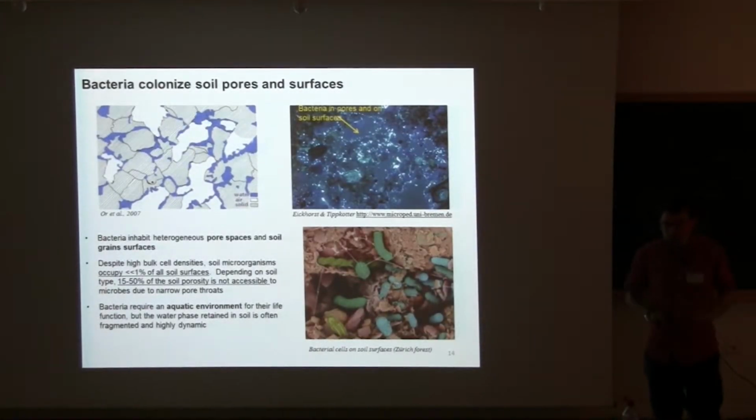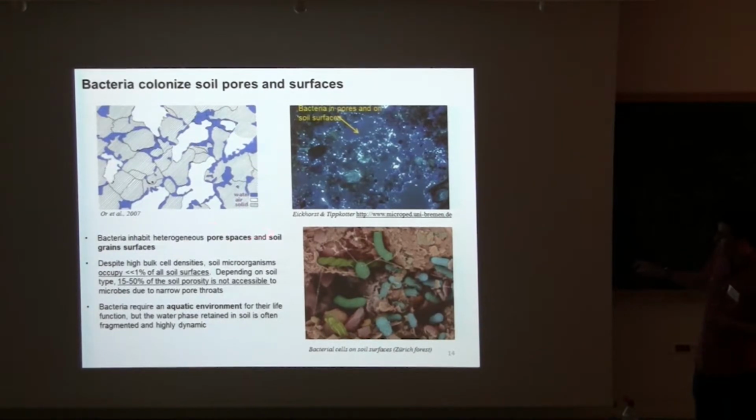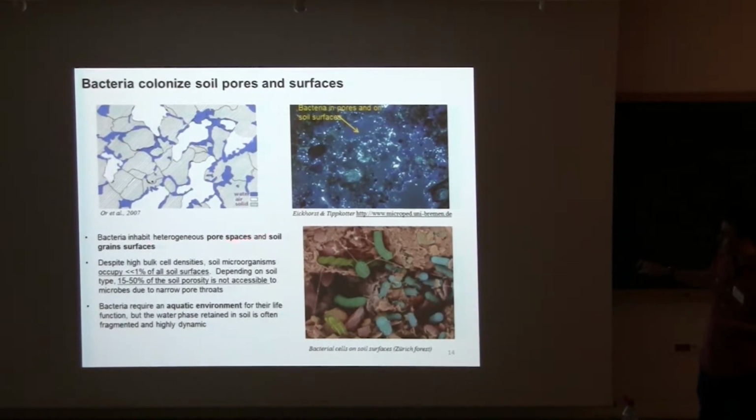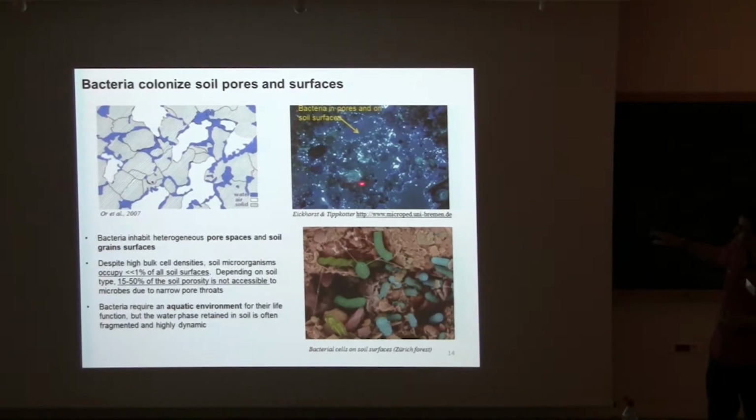So again, talking more about bacteria. Bacteria inhabit the pore spaces and the soil grain surfaces. This is a fluorescence microscope image of a soil thin section where the little blue dots are actually bacteria that were stained with fluorescent dyes.